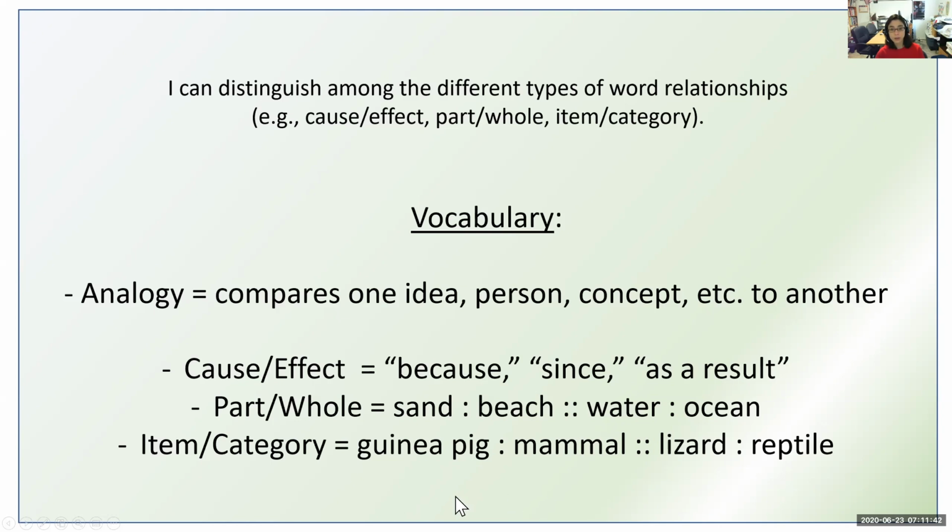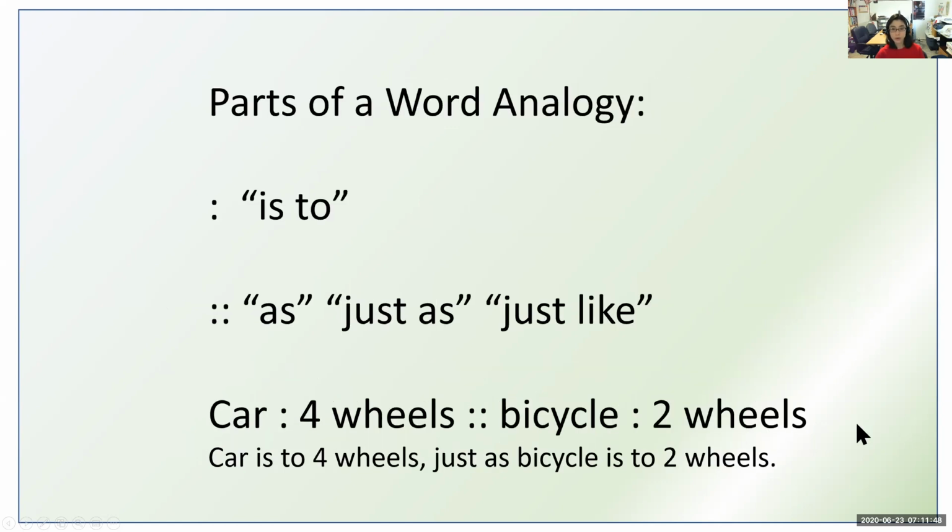So this would read as guinea pig is to mammal, just as lizard is to reptile. So that's our item category relationship. We also reviewed the parts of a word analogy, such as a colon means is to, and double colons means as, or just like. So this would read as car is to 4 wheels, just as bicycle is to 2 wheels. So again, this is an analogy because it's comparing a car to a bicycle.